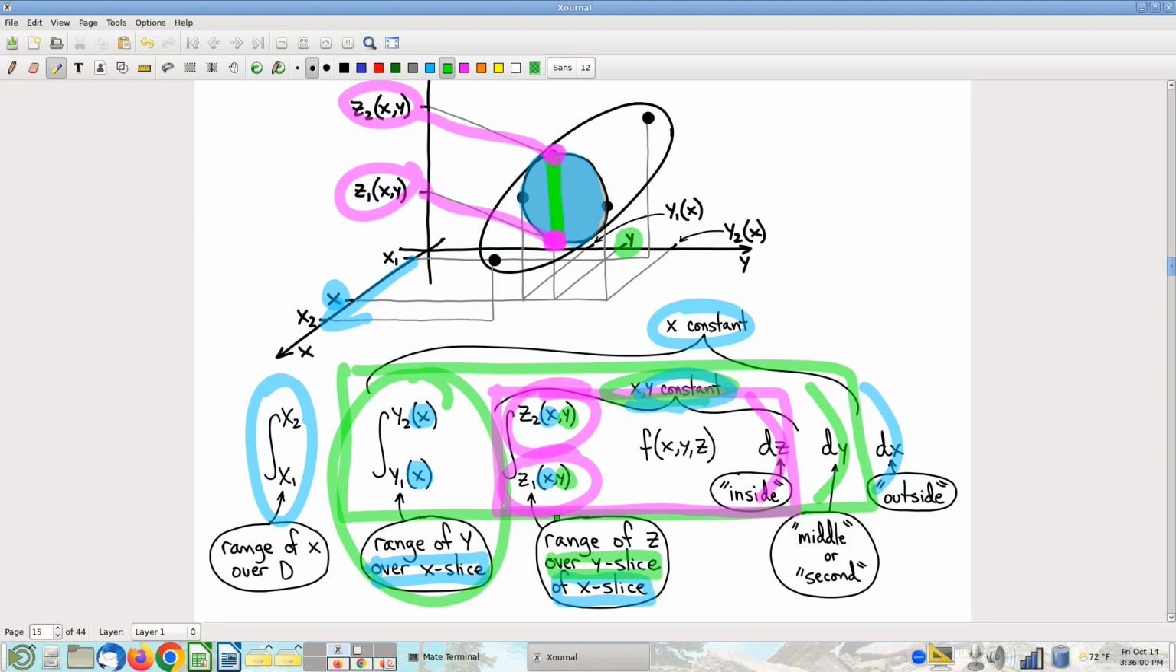Keep in mind which variables are constants at what stages. There's an easy little memory tool for that, and that is whichever interval you're looking at, the variables further to the outside are constants. So for the inside integral, this dz integral, x and y, being as they are further to the outside, are constant. Likewise, for the dy integral, x is constant because, again, x is further to the outside. So that's a nice little memory tool.